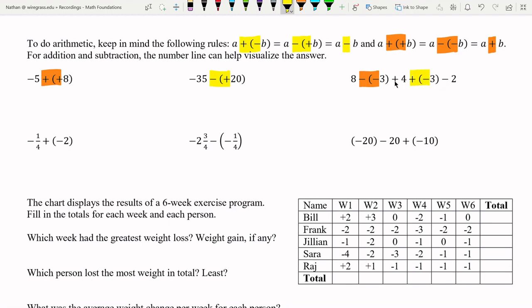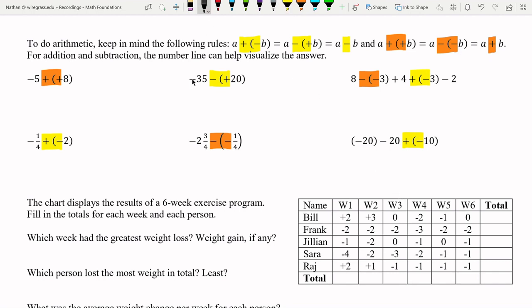This one and this one, there's only one sign here. In this case, it's addition. In this case, it's subtraction. There's only one sign there. Here we have two different signs, that'll become a minus. In this case, we have two of the same signs, that'll become a plus. And here, this is two different signs, that'll become a minus.